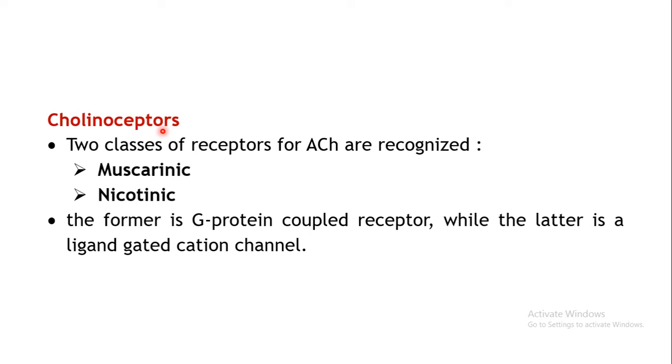Now, coming to the next part, that is the cholinoceptors or the cholinergic receptors, through which actually the acetylcholine will mediate its action. So basically, these cholinergic receptors are of two types, muscarinic and nicotinic. Now the muscarinic receptors are G protein coupled receptors, and the nicotinic receptor is a ligand gated cation channel, actually a sodium ion channel mainly.